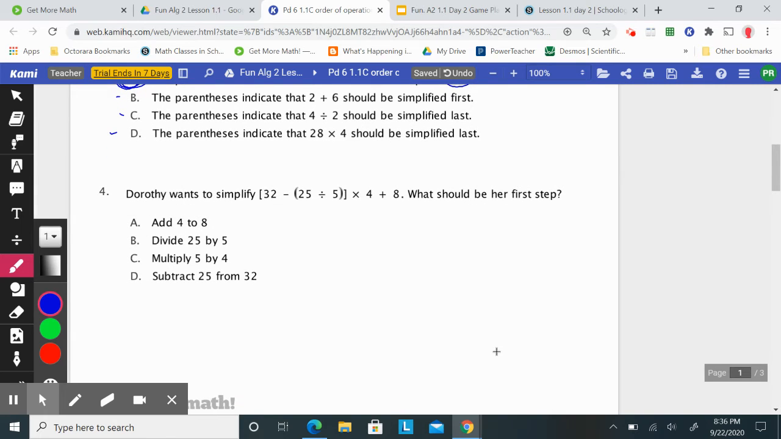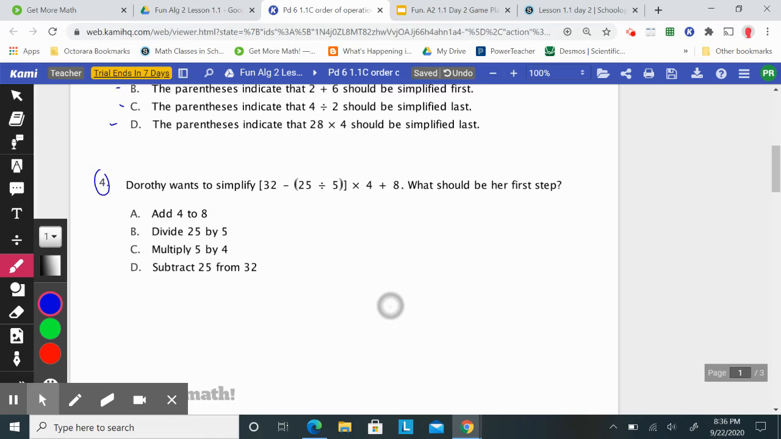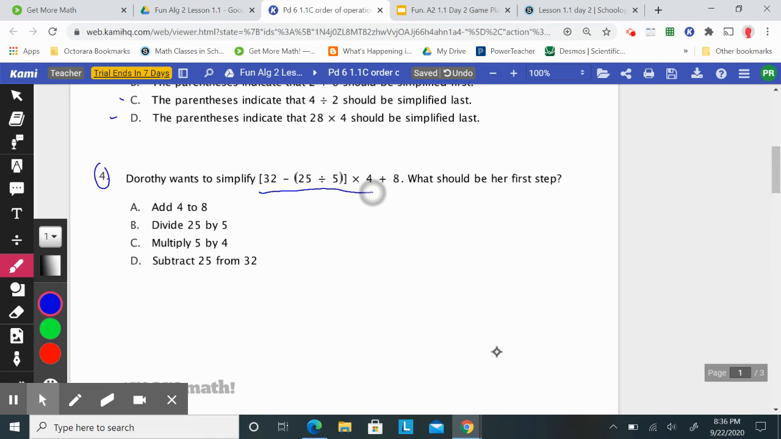Now number 4 talks about this Dorothy. She wants to simplify this problem here. The question asks, what should be her first step? Well, I see brackets, but I also see parentheses inside the brackets. So this is what you would do first. 25 and 5, you're going to divide 25 by 5.